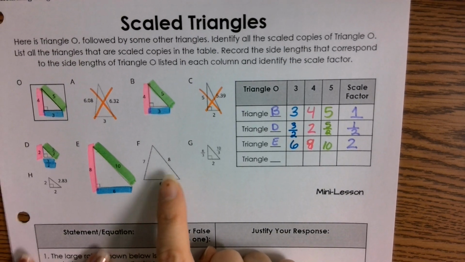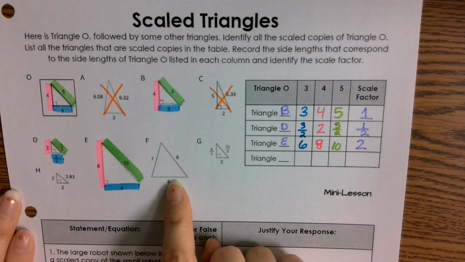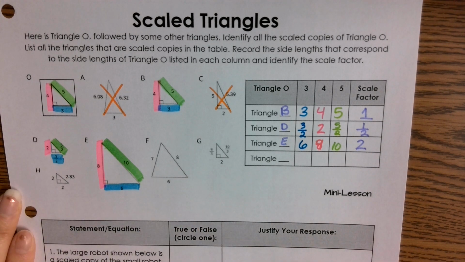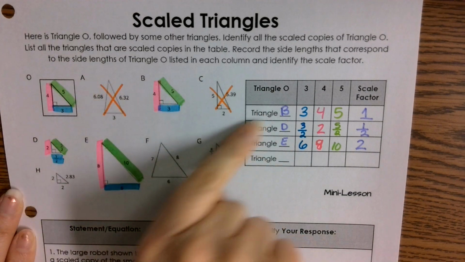All right. What about F? Does F look like it's going to be a scale? Why not? It's too triangle-like. It's too normal. What do you mean? It's a little special, but it's not that special. Okay. Kyla, can you give us the correct response? It's not a right triangle. It's not a right triangle. Remember, they're all triangles.